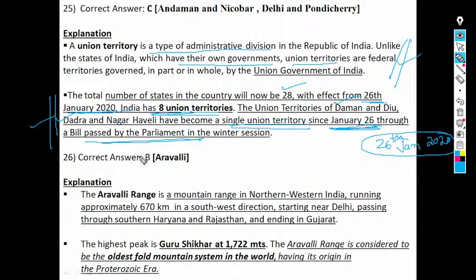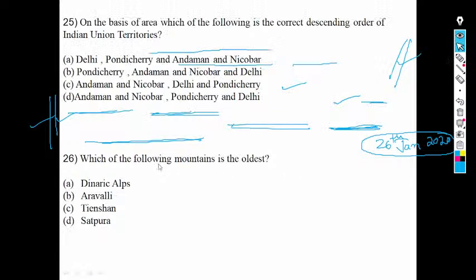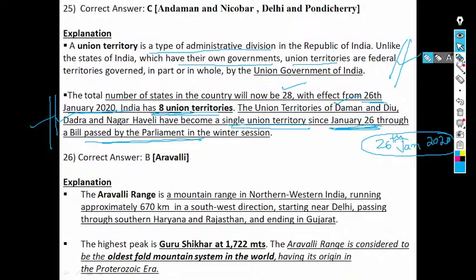The next question: which of the following mountains is the oldest? Dinaric Alps, Aravalli, Tian Shan and Satpura. Aravalli is a mountain range in northwestern India, running approximately 670 km in the southwest direction, starting near Delhi, passing through southern Haryana and Rajasthan, ending in Gujarat.